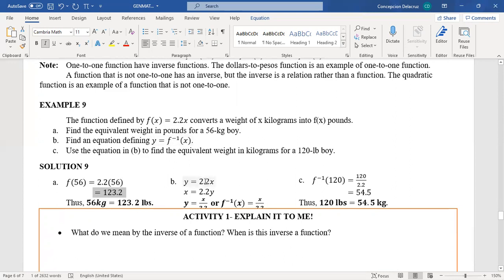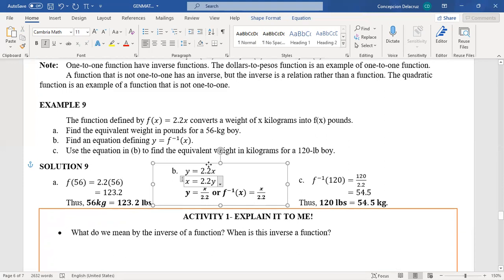Next, for B, find an equation defining y is equal to f inverse. So y is equal to 2.2x. We change this to f inverse of y. Next, interchange x and y, so x becomes y and y becomes x. Next, we cancel out 2.2, so we divide both sides by 2.2. So our y is equal to x over 2.2, or f inverse of x is equal to x over 2.2. That is the answer of letter B.